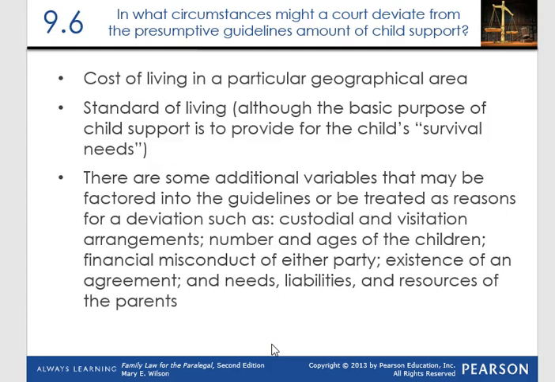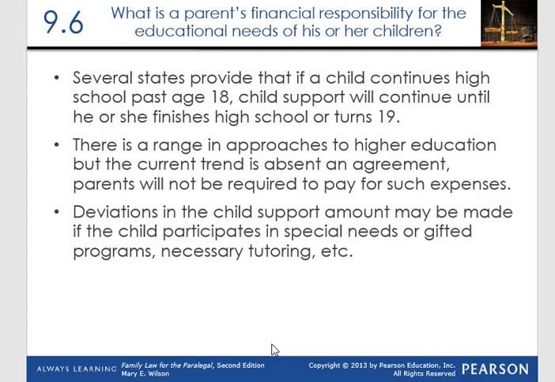Cost of living in a particular geographical area, standard of living, although the basic purpose of child support is to provide for the child's survival needs. There are some additional variables that may be factored into guidelines or be treated as reasons for a deviation, such as custodial and visitation arrangements, number and ages of the children, financial misconduct of either party, existence of an agreement, and needs, liabilities, and resources of the parents.